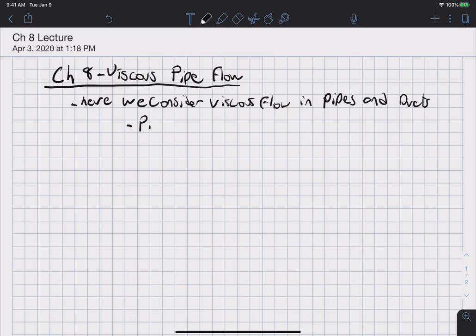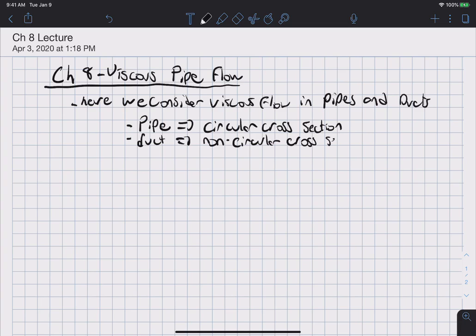And so here when I say pipe, that implies a circular cross section. And the duct implies a non-circular cross section. Like for example, in your home HVAC system, the ductwork tends to be rectangular, and so that's called a duct.